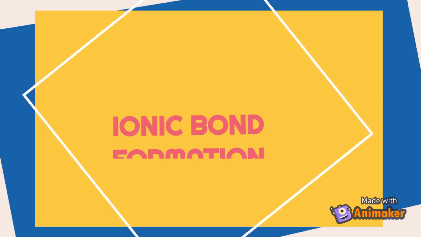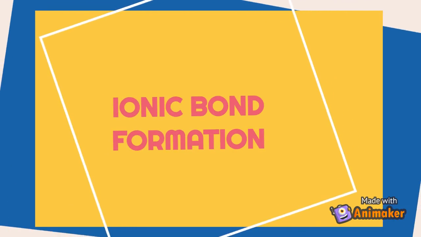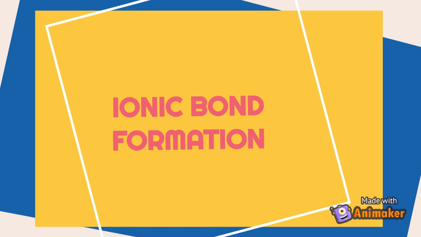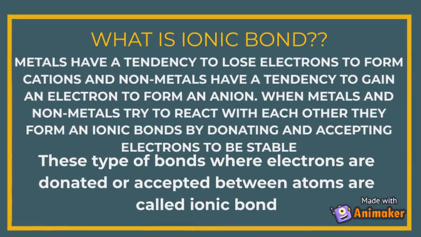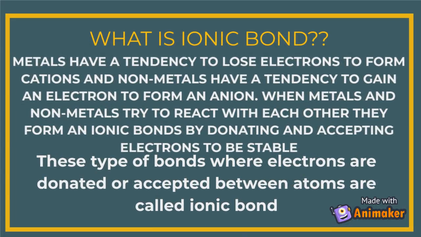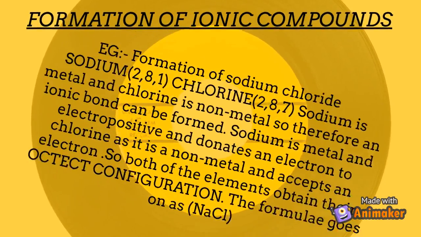Now let us learn the ionic bond formation. First, let us see what ionic bonds or compounds are. Metals have a tendency to lose electrons to form cations, and non-metals have a tendency to gain electrons and form anions. When these metals and non-metals react with each other, they form ionic bonds by donating and accepting electrons. This type of bond where electrons are donated and accepted is called an ionic bond, and these compounds are called ionic compounds. How are ionic compounds formed?